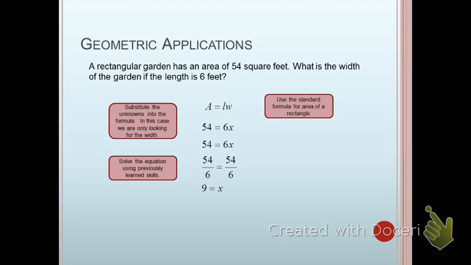And now we will go ahead and solve for x. It looks like there's an error in the slideshow right there. That should be a 6x over 6. So we have 54 over 6 equals 6 times x over 6. We're going to divide both sides by 6. 54 divided by 6 is 9, so we see 9 is equal to x. So now we know the width of the rectangular garden.